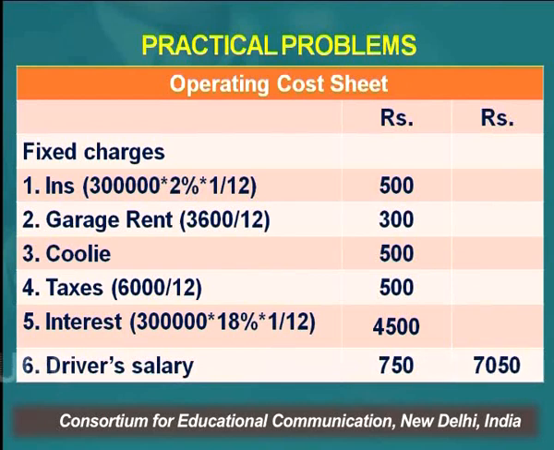Garage rent 3,600 divided by 12 months, so 300 rupees. Coolie 500 rupees. Taxes 6,000 for a year, 12 months, so 500 rupees each month. Interest, 18% for 1 month, comes to 4,500. Driver salary 750 rupees. That comes to 7,050.